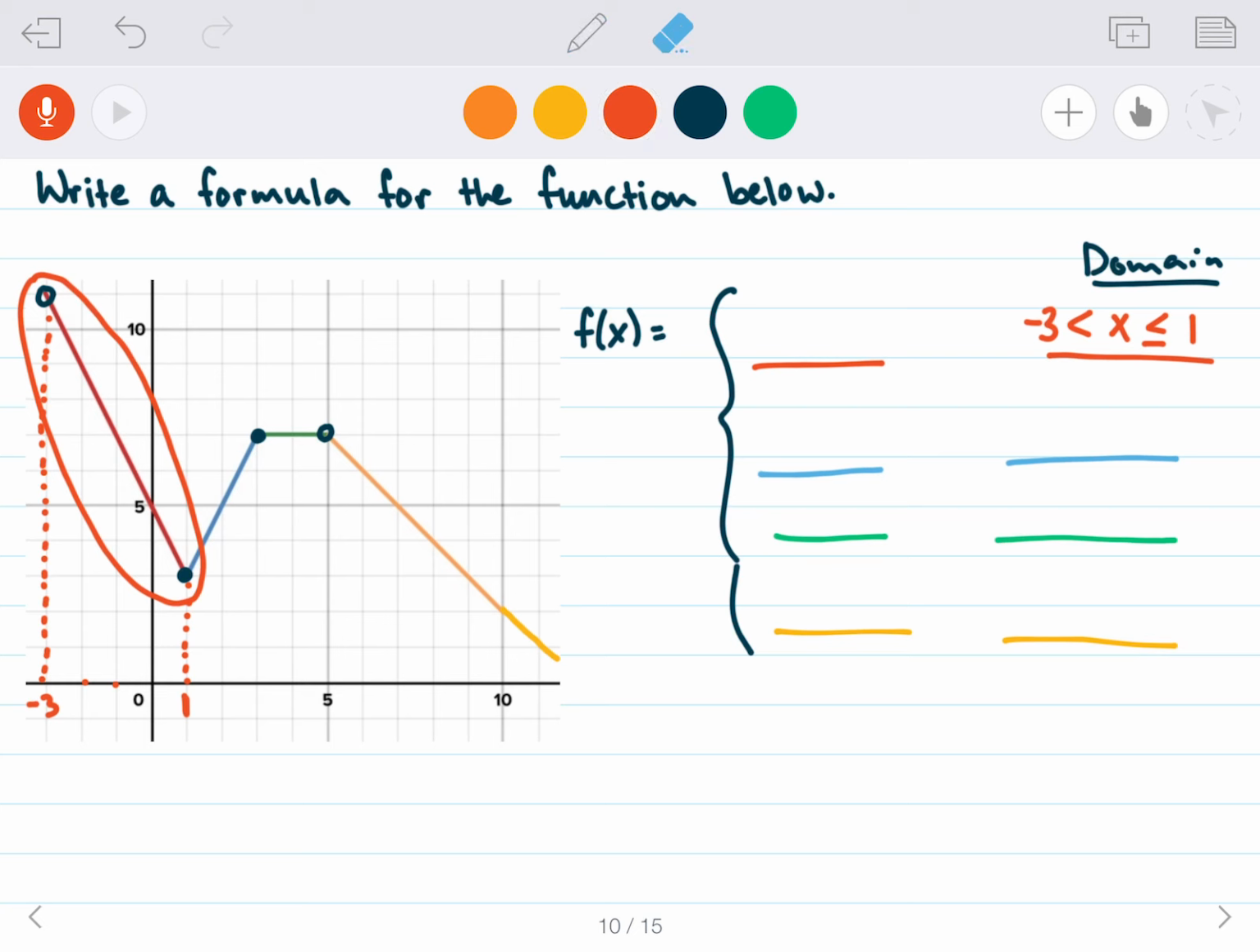So let me just maybe clear some of this. I drew that circle. Let me see if I can redraw it to be open.